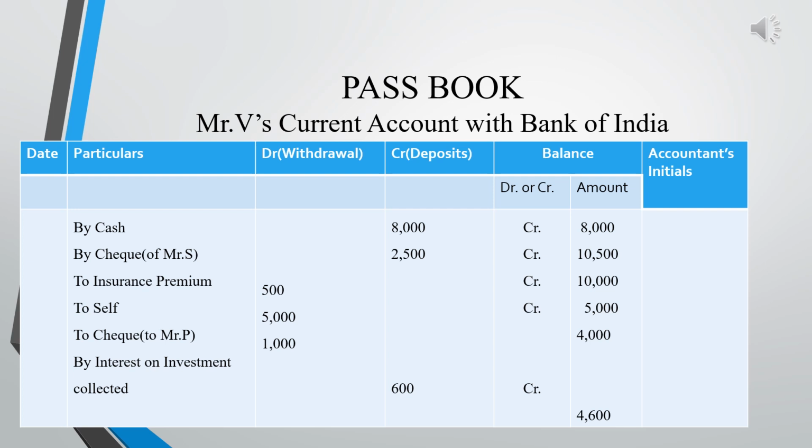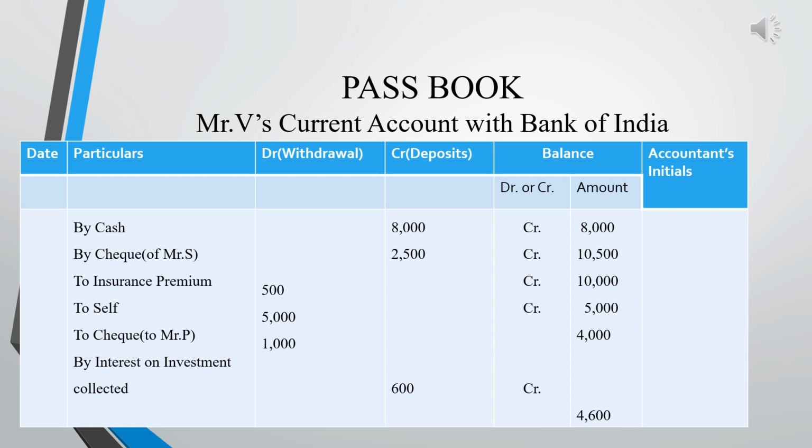Likewise, in this example, Mr. B, a current account holder of Bank of India, for the very first time has deposited cash of rupees 8,000. So the bank balance is 8,000, that is a credit balance. Next, he has received a cheque from Mr. S and it has been presented and got cleared. So a further 2,500 rupees is added to our bank balance.